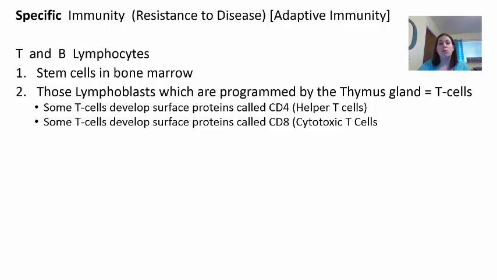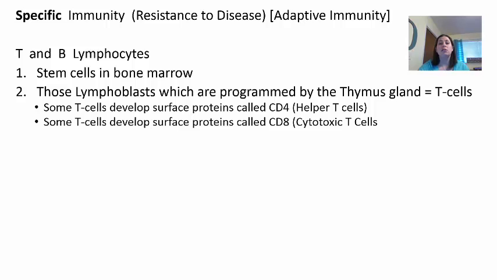Now, it doesn't matter which one we're looking at, they all come from stem cells in the bone marrow, which we looked at in the blood chapter. These lymphoblasts, remember blasts are juvenile cells, they get programmed. If they get programmed in the thymus gland, they are going to become T cells. Some of these T cells develop surface proteins that are called CD4 cells. They're going to then be CD4 T cells.